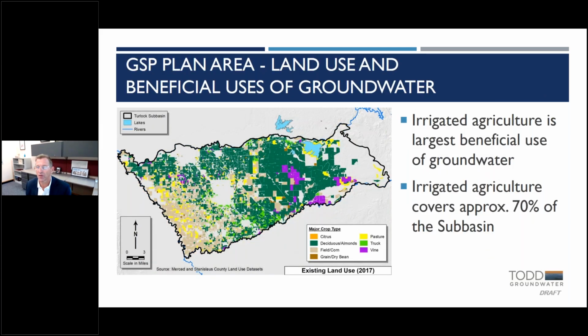So who are the main users of groundwater in our basin? That's something we had to define. Irrigated agriculture is the largest beneficial user, and it uses about 70% of the water in the sub-basin. The remainder is primarily urban uses. So remember that 70-30 mix.